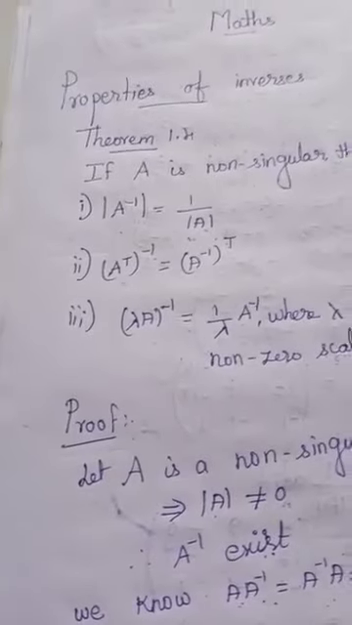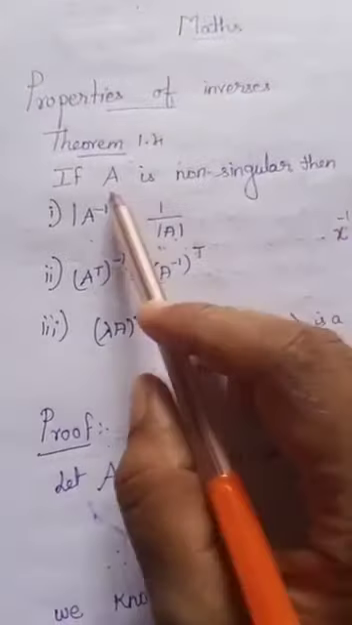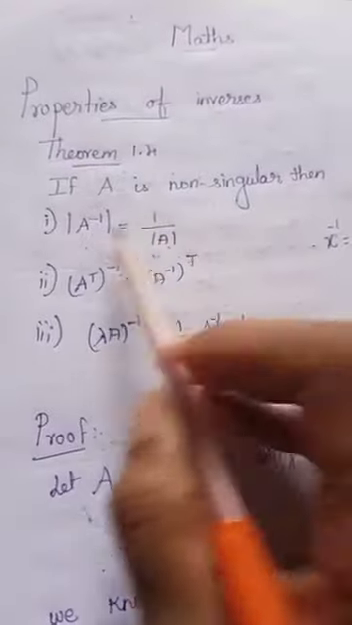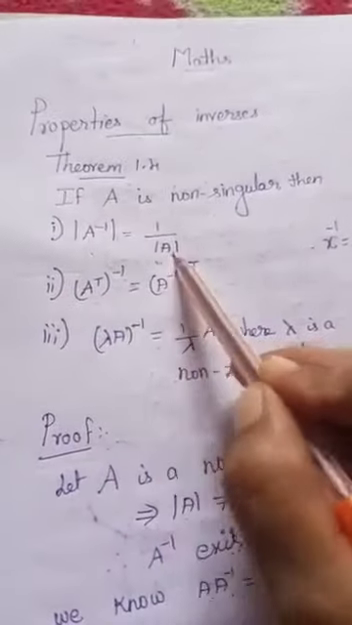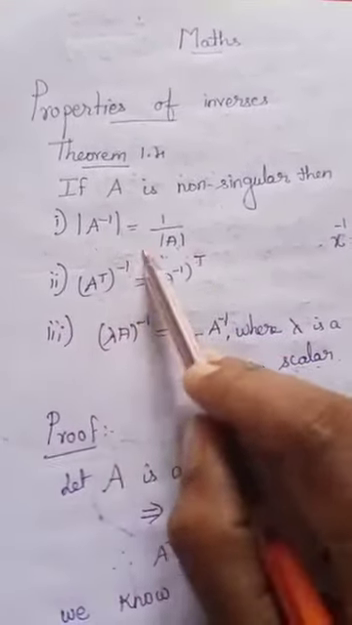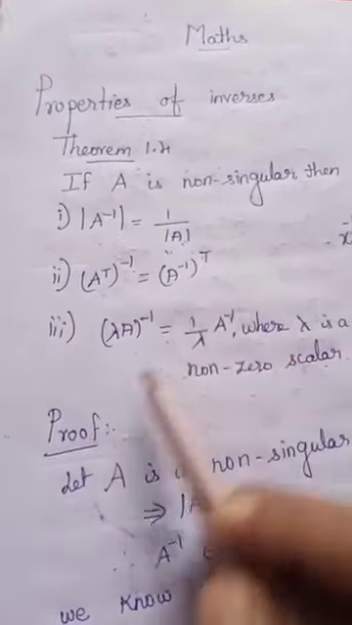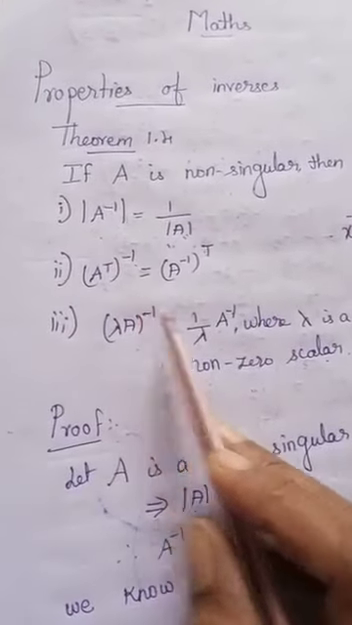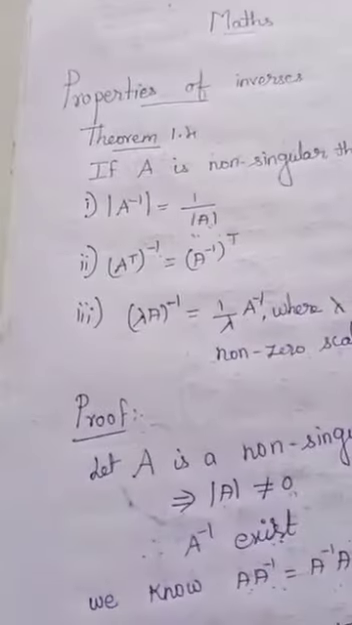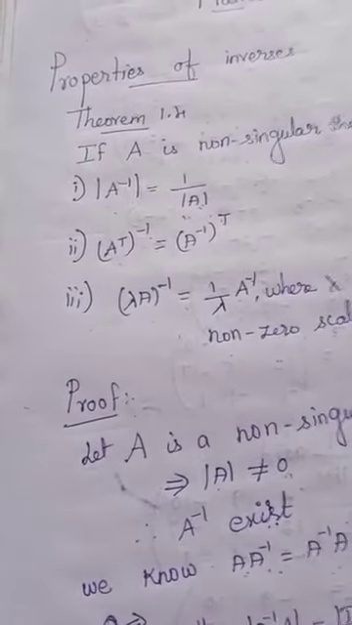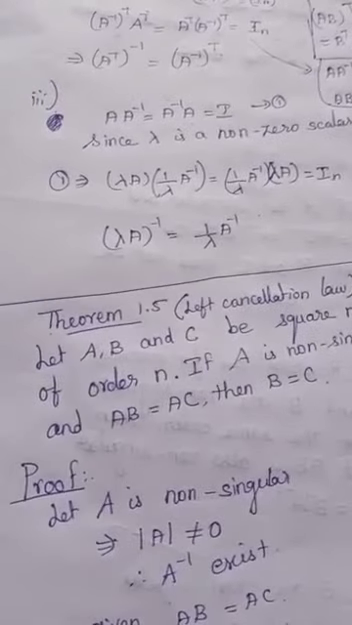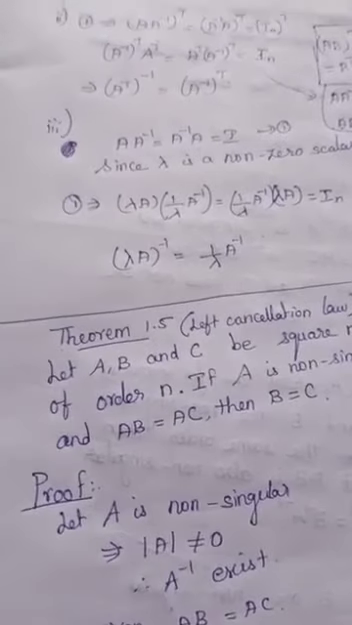The theorem says that if A is non-singular, then determinant A inverse equals 1 by determinant A, (A transpose) the whole inverse equals (A inverse) the whole transpose, and (lambda A) the whole inverse is equal to 1 by lambda into A inverse, where lambda is a non-zero scalar. Okay, shall we move to the next one?